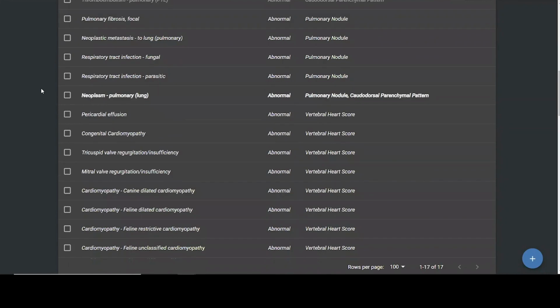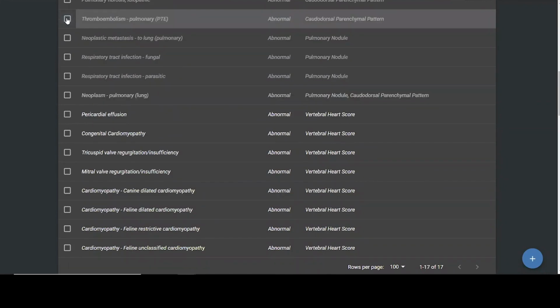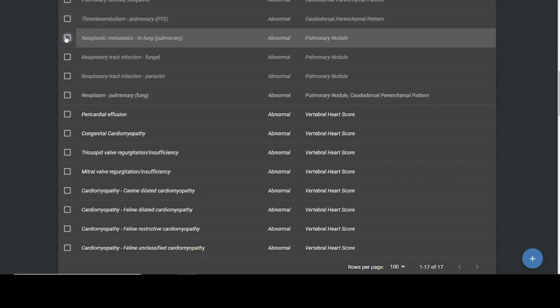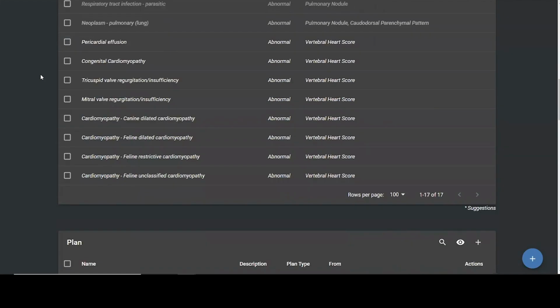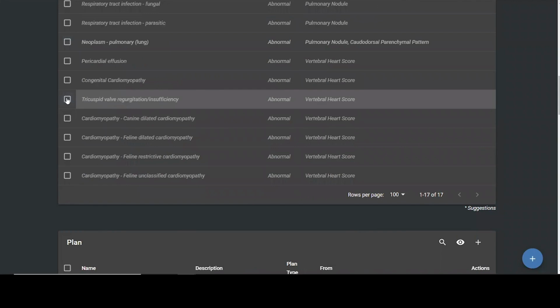For pulmonary nodule, it could be a little focal fibrosis or neoplastic metastasis. We always have to worry about that when we see a pulmonary nodule. These are other potential differentials, but just for the sake of time, I'm not going to select them. For vertebral heart score, in this particular case it was left-sided, so I'm most concerned about mitral valve regurgitation or insufficiency, so we'll select that.